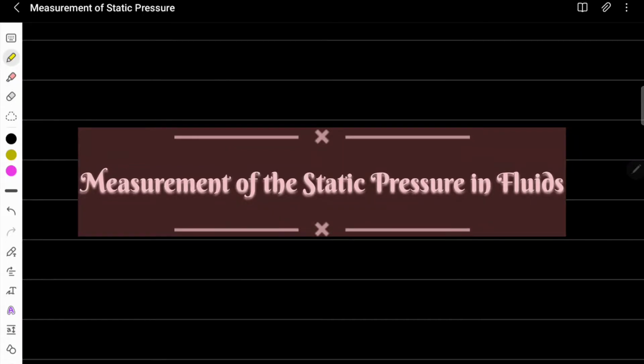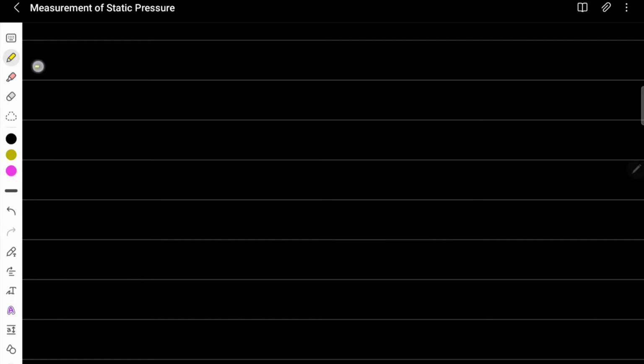For the measurement of the static pressure in the fluid, there are various methods available, out of which there are a few which we will be discussing today. So first is your barometer. This is well known to all. For the measurement of the atmospheric pressure, we simply use the barometer.